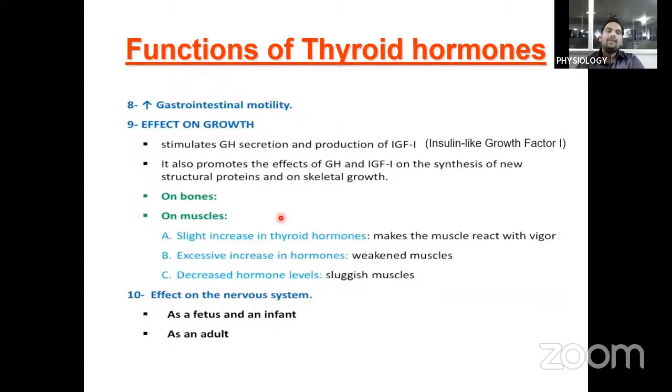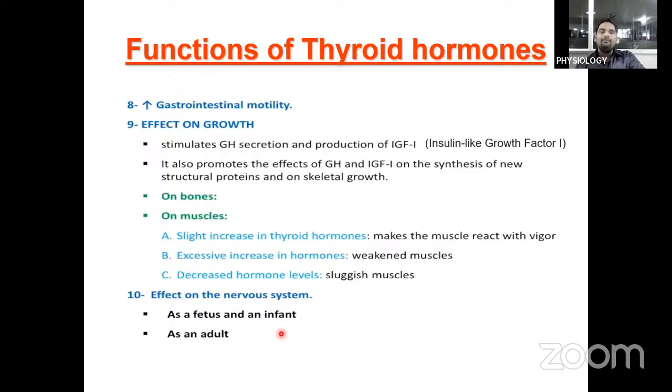It will also have an effect on growth. It will stimulate growth hormone secretion and production of IGF. If there is increased insulin-like growth factor, it will inhibit GH secretion. If the requirement is not needed, it will also promote the effect of growth hormone and IGF-1 on the synthesis of new structural protein and skeletal growth. It will also have an effect on bones and muscles, and on the nervous system.